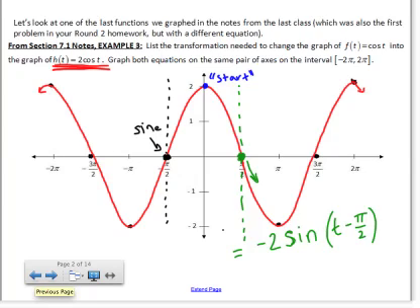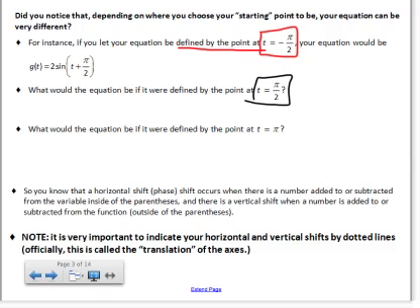So we'd call that, I don't know, g of t equals that. Okay, now let's go back one more time. What would the equation be? Maybe we should write that. There, let's see. Oh yeah, let's write it. So g of t equals negative 2 sine parentheses t minus pi over 2.